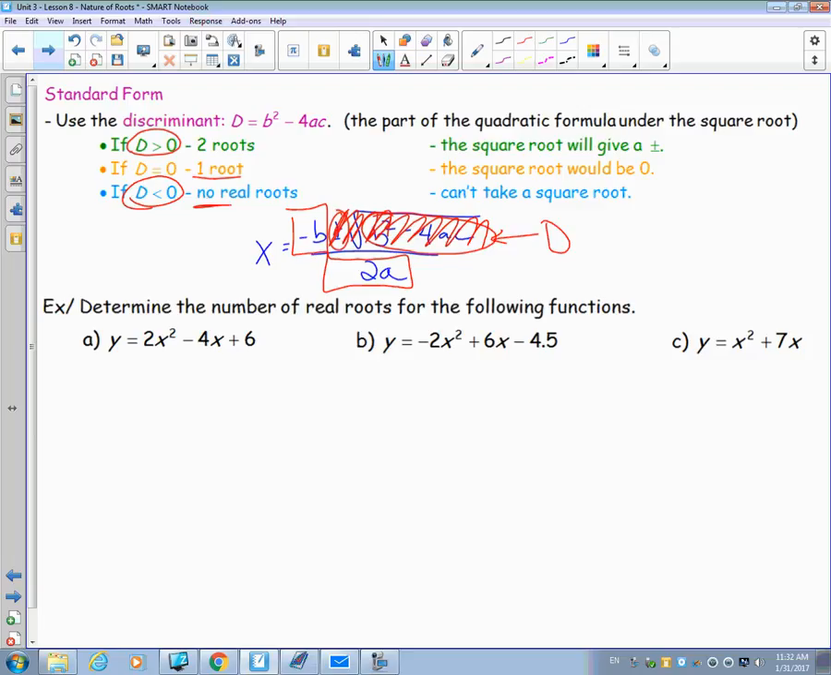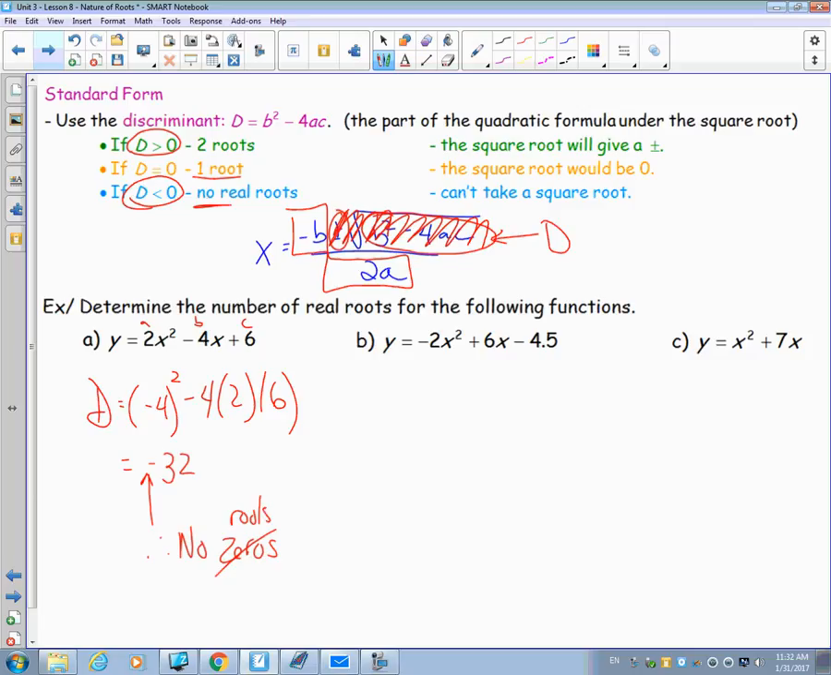Let's try a couple. The only trick is make sure they're in standard form and equal to 0, right? So my discriminant, a, b, c. I need to do b squared minus 4 times a times c. Plug that into our calculator. Now I don't really care what the number is. I only really care about the sign, but we might as well do our math correctly. I get -32 when I do that. And what does a negative tell me? I can't square root negatives, so no zeros, or no roots in this case. That's what they asked us for, roots.